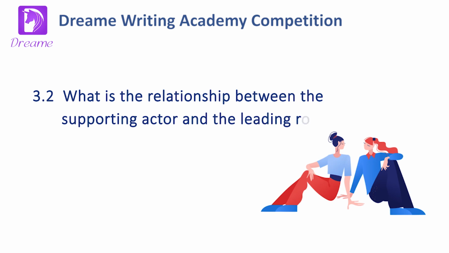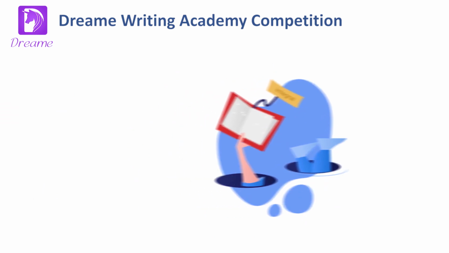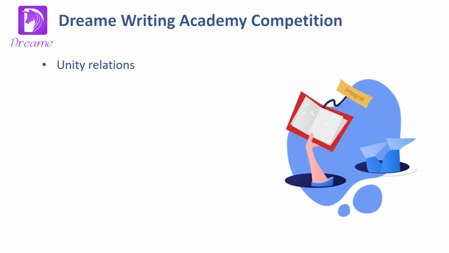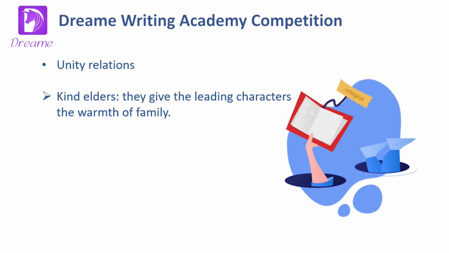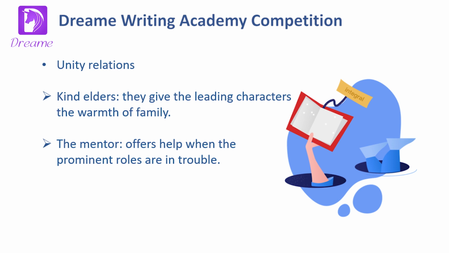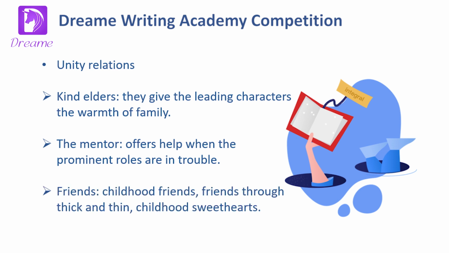3.2. What is the relationship between the supporting actor and the leading roles? There are 2 types of relationships. Unity relations. 1. Kind elders, they give the leading characters the warmth of a family. 2. The mentor, offers help when the prominent roles are in trouble. And 3. Friends, childhood friends, friends through thick and thin, childhood sweethearts.